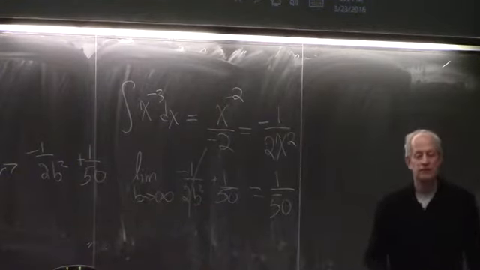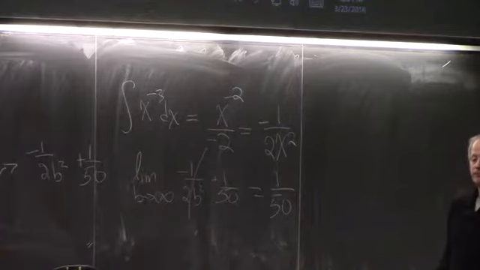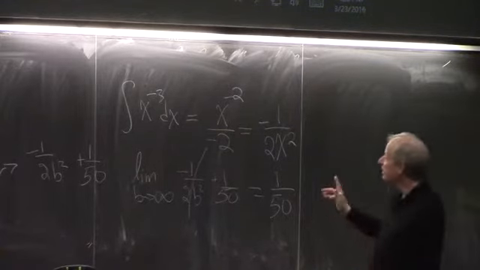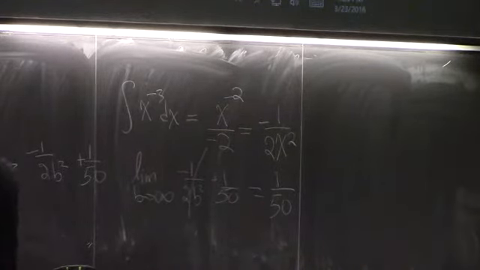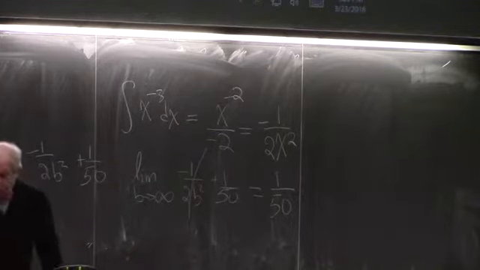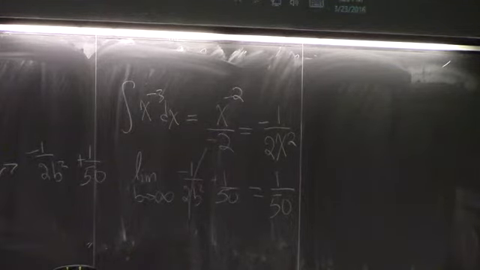Okay? Straightforward? Nice and simple. Remember I told you, if you have dx over x to the p, if p is greater than 1, it's going to converge, and if it's less than or equal to 1, it's going to diverge. Alright, now, there's other types of improper integrals.